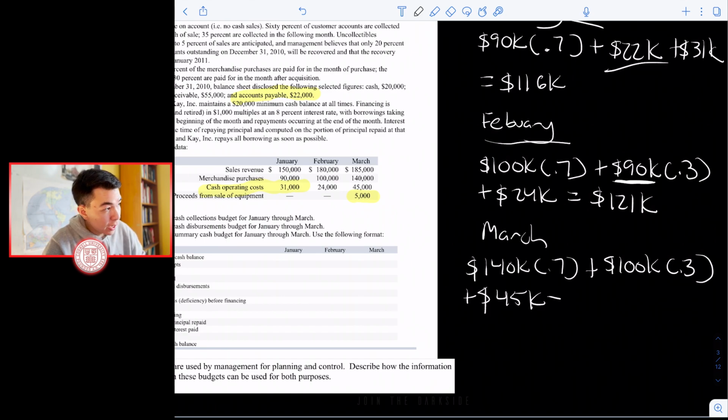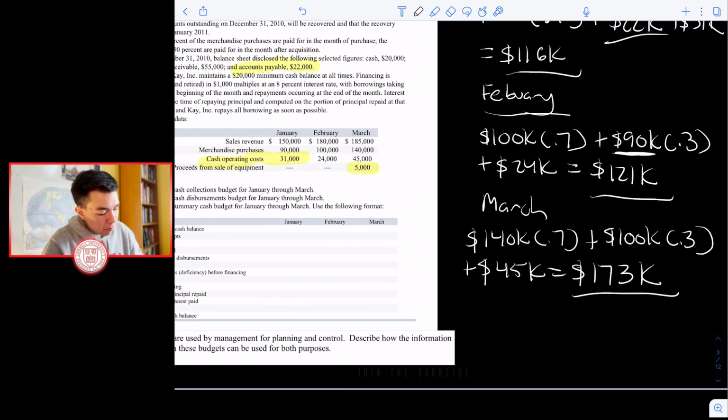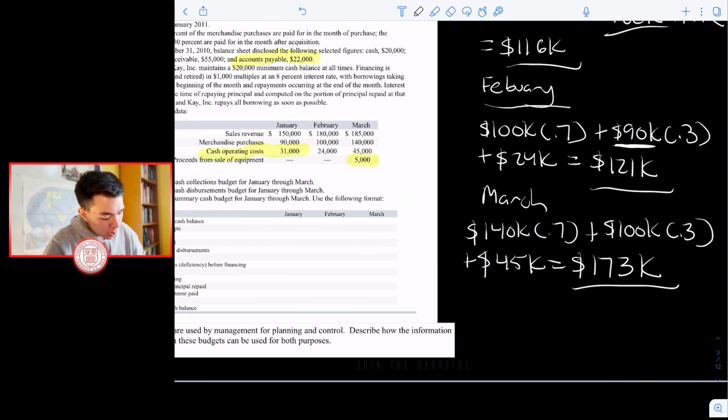And then finally for March, it's gonna be 140K times 0.7 plus 100K times 0.3 plus the cash operating cost, which is 45K, and we should get $173,000. And so now we have all 3 months. We can add them all up for the total Q1 cash disbursement.